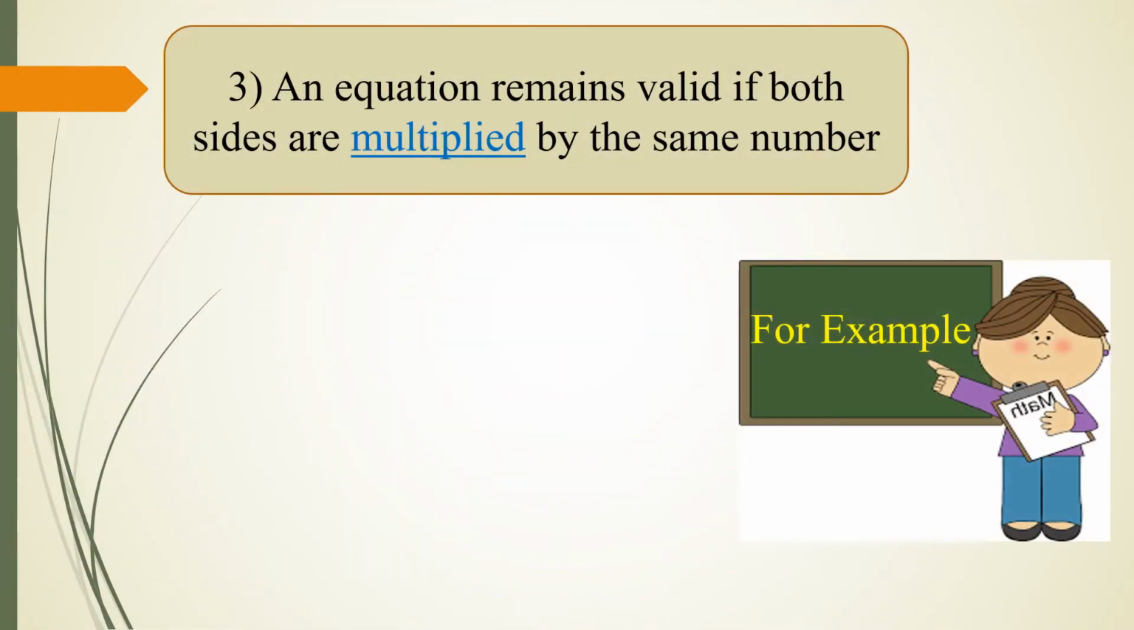Number 3, an equation remains valid if both sides are multiplied by the same number. For example, if x over 5 equals 2. Here, what is the inverse of 1 over 5? 5 here in the denominator means divided. So what about its inverse? Times.